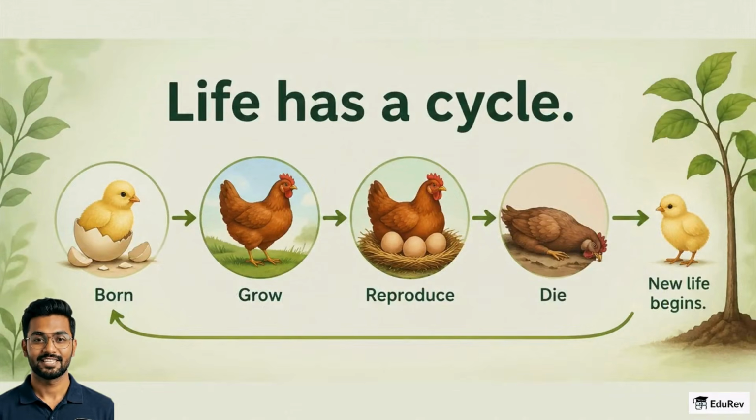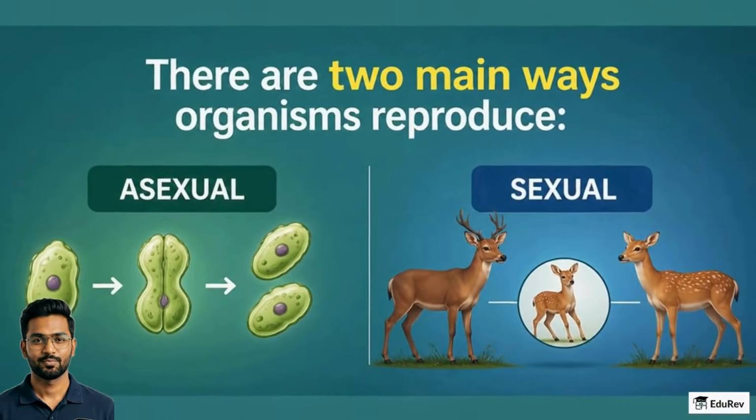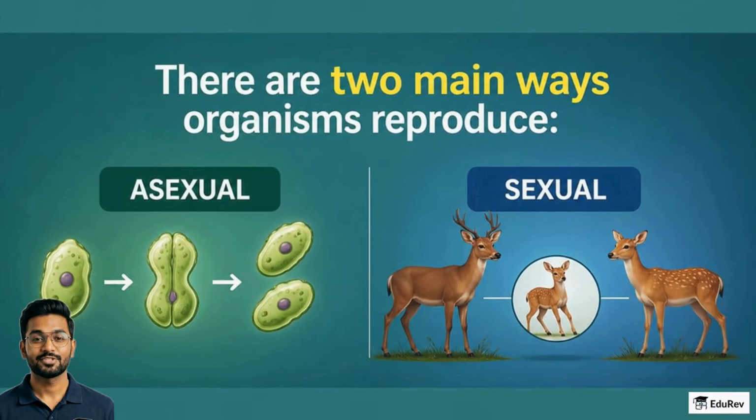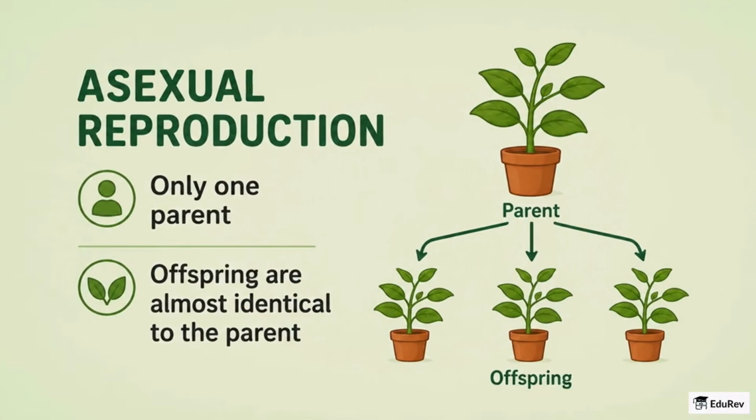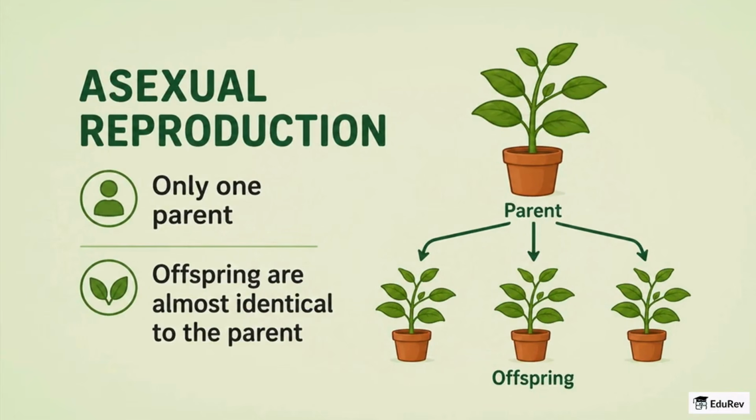All living things are born, grow, reproduce, and then die, and new ones take their place. There are two main ways organisms reproduce: asexual and sexual. Asexual reproduction needs only one parent and makes offspring almost identical to the parent.